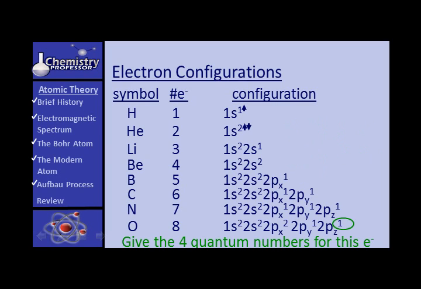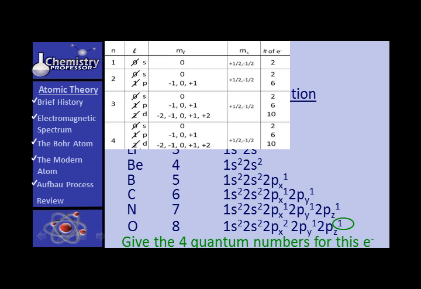All right, let's look at the 4 quantum numbers for this electron right here. Can you do it? The first quantum number is... Do you need some help? Here's the chart. Maybe this will help you. What are the 4 quantum numbers for this? Well, did you get 2, 1, plus 1, plus a half?